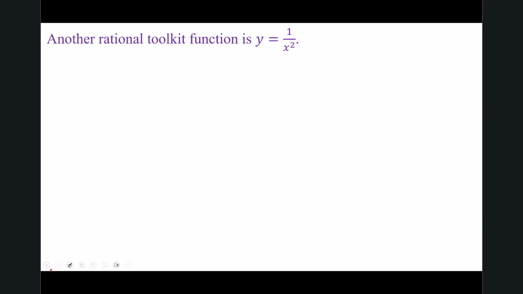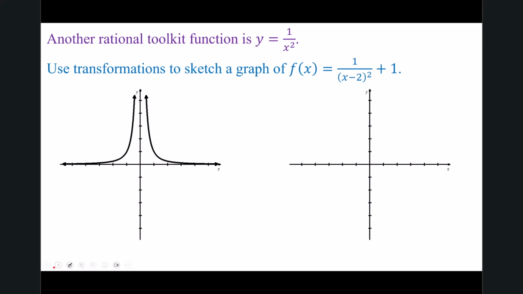Another rational toolkit function is y equals 1 over x squared. Let's use transformations to sketch the graph of f of x equals 1 over x minus 2 squared plus 1. So the graph on the left shows 1 over x squared, where we have a horizontal asymptote at y equals 0, and a vertical asymptote at x equals 0.